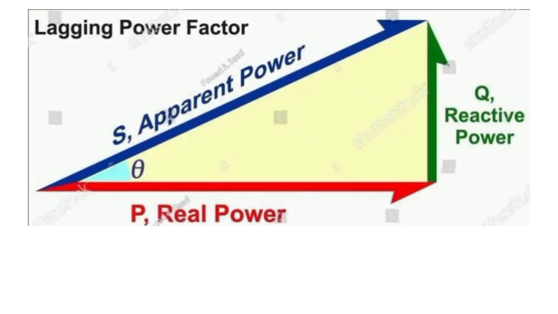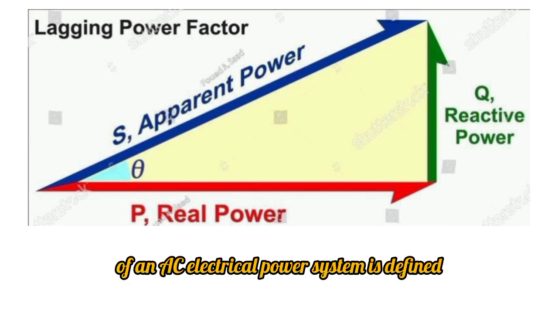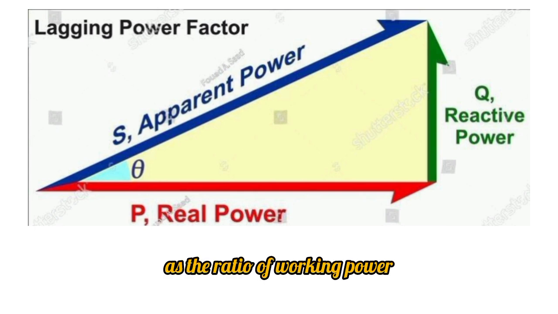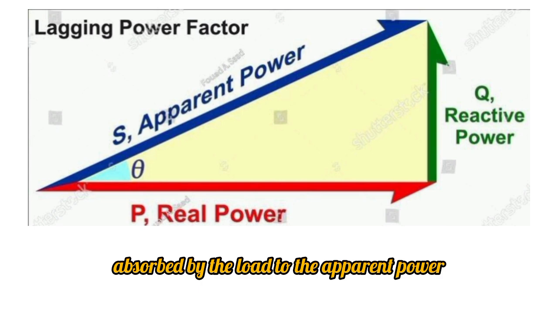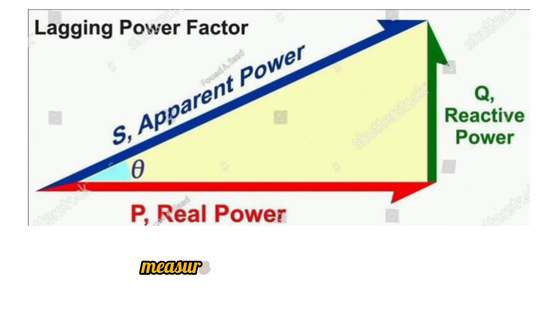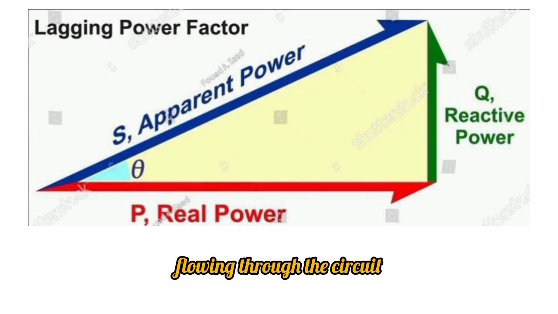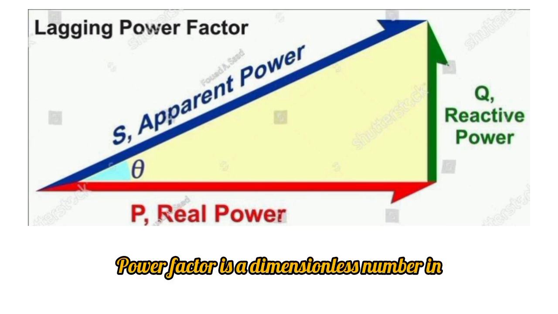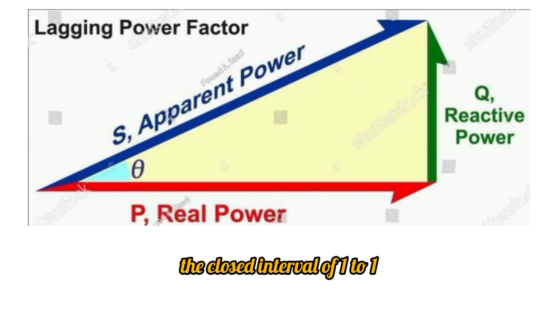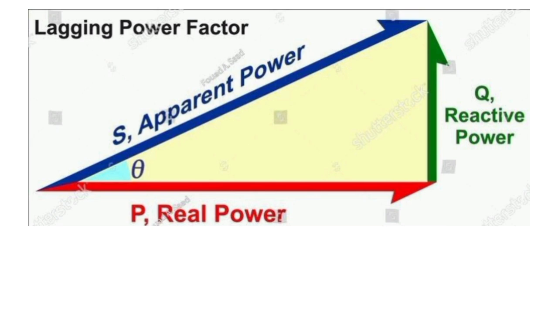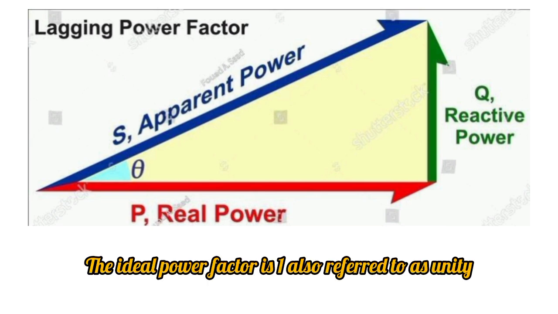Power factor. In electrical engineering, the power factor, PF, of an AC electrical power system is defined as the ratio of working power, measured in kilowatts, kW, absorbed by the load to the apparent power, measured in kilovolt amperes, kVA, flowing through the circuit. Power factor is a dimensionless number in the closed interval of -1 to 1. The ideal power factor is 1, also referred to as unity.